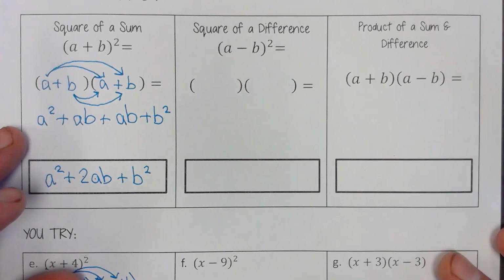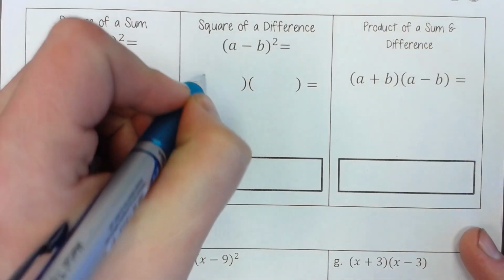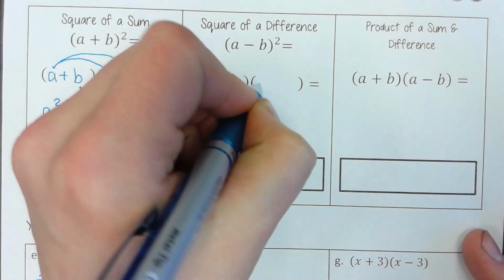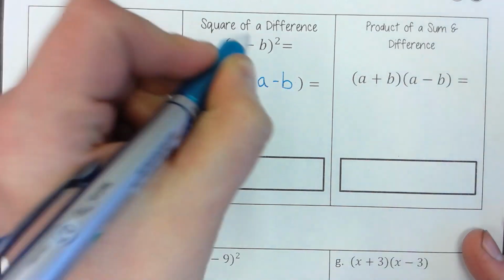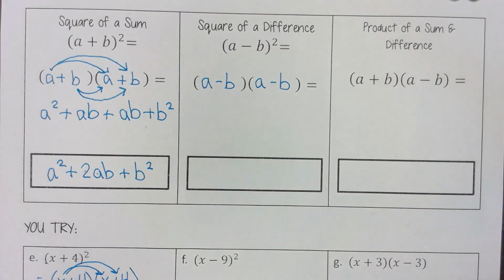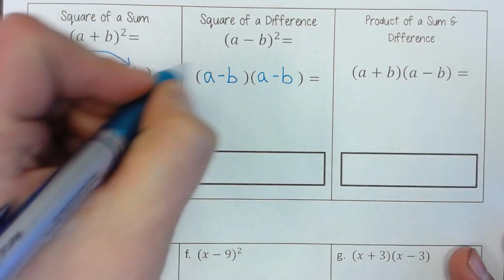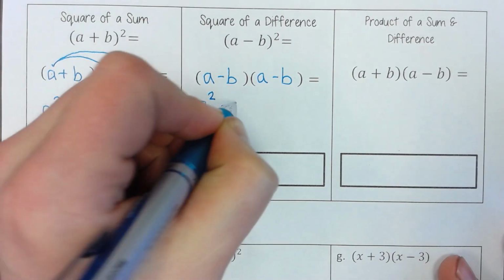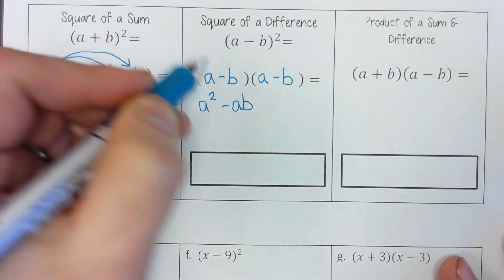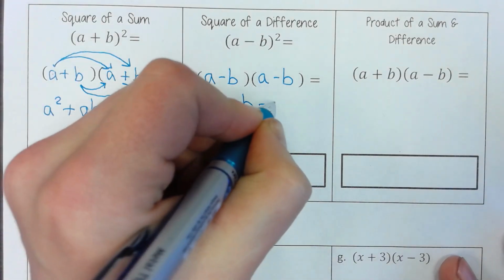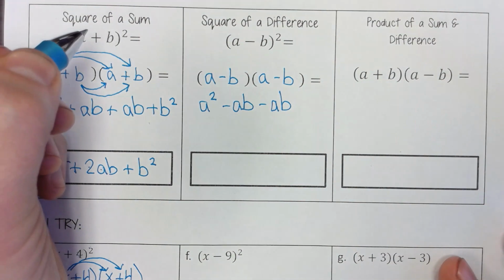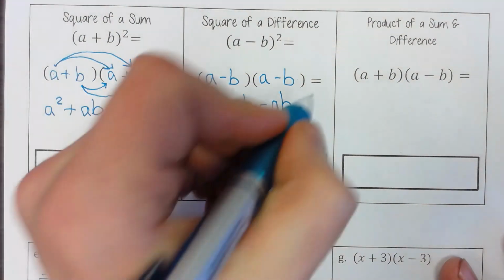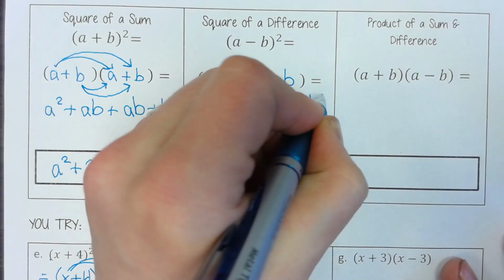Now we're going to look at square of a difference. So this breaks down to, I hope you can write this without me, a minus b times a minus b. It says to do this thing twice. And so if I do the FOIL method, I get a squared. I get a times negative b. That gives me negative ab. I get negative b times a. Well, it's the same thing, negative ab. And I have a negative b times a negative b. A negative times a negative is a positive b squared.